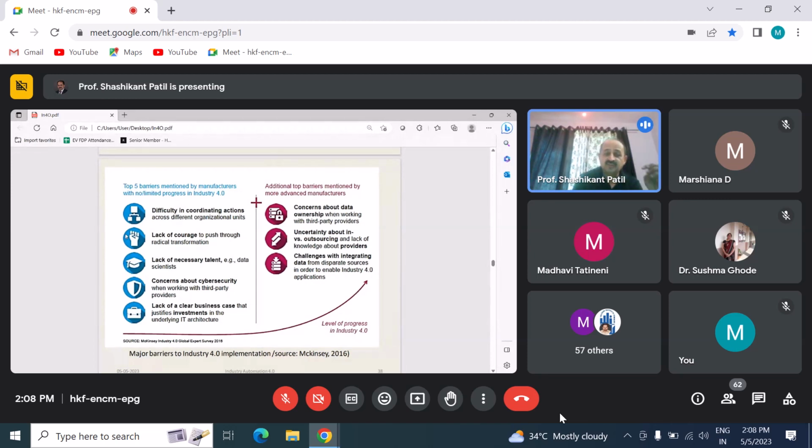Then there is lack of courage to push through radical transformation. Then lack of necessary talent, like data scientists with that kind of expertise. You need skilled workers and experts in data science, AI, and machine learning; there is an acute shortage. Then concerns about cyber security when working with third-party providers, where trust is needed. Then lack of clear business cases that justify investments in the underlying IT architecture. So these are the 5 barriers.